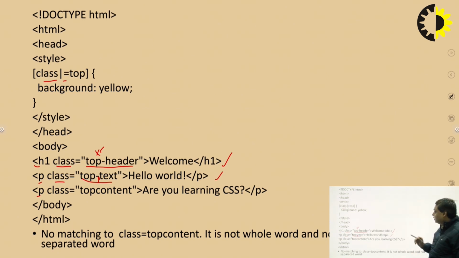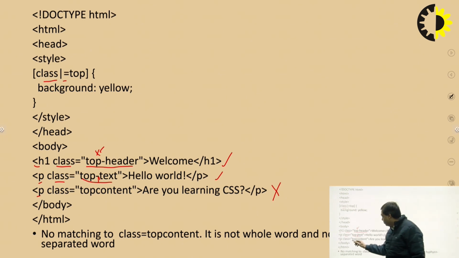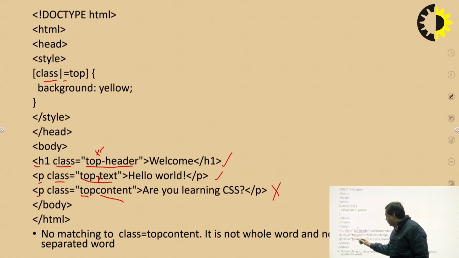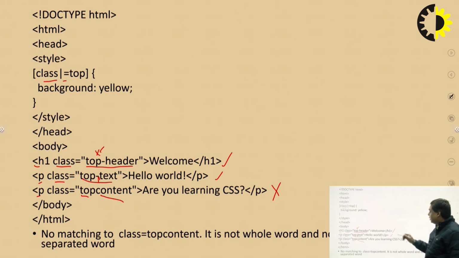But this CSS is not applicable in the third tag because top and contain are not separated by a hyphen, and top itself is not mentioned. Only if just top is mentioned, then it is applicable. But we are putting one more word with the top and it is not hyphen separated, so this background color yellow of CSS will not be applicable in the third tag. So it is applicable on the h1 tag, and it is applicable in the p tag also.